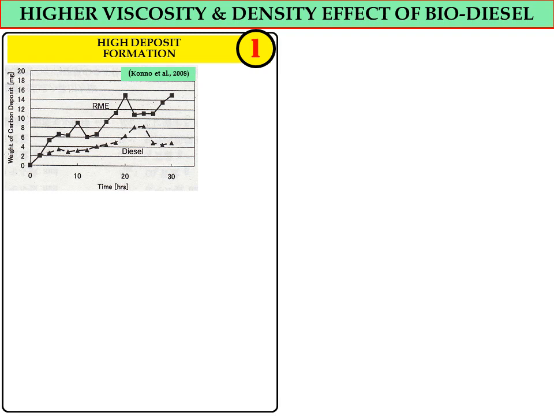As shown in the figures is the result obtained by Kondo et al., 2008, where Kondo et al. conducted an investigation about the carbon deposit formation due to rapeseed methyl ester (RME) or rapeseed biodiesel fuel, and also the formation of carbon deposit due to diesel fuel. The result shows that the biodiesel fuel, rapeseed methyl ester, has a higher amount of carbon deposit accumulated compared to typical diesel fuel.